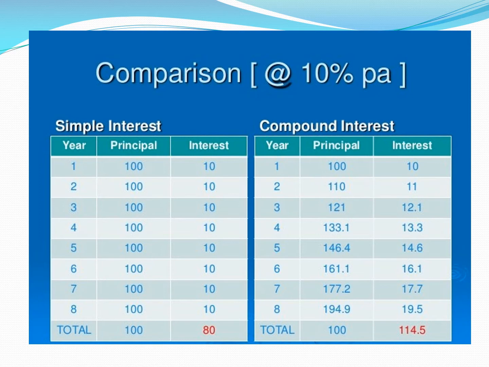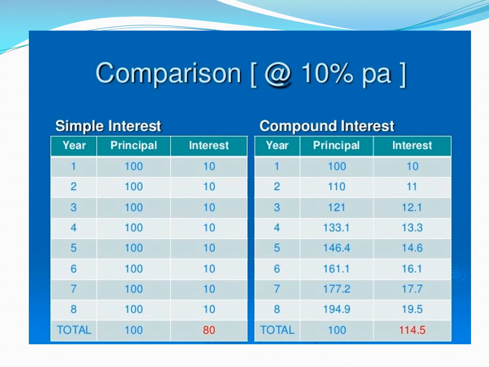But in compound interest, the comparison is at 10% per annum. First year, principal is 100 rupees, interest is 10 rupees. Next year I have to add interest plus principal, which becomes the principal. Therefore, the second year the amount is 110, the interest is 11 rupees. The next year, 110 principal plus last year interest is now 121 rupees as principal amount. Therefore, this year the interest is 12.1. Therefore, the 8 years amount is 194.9 rupees.